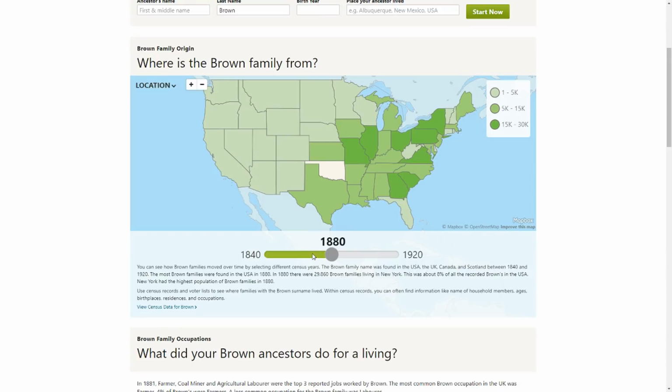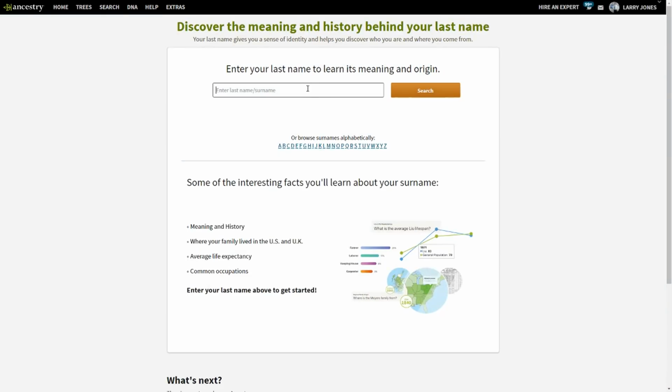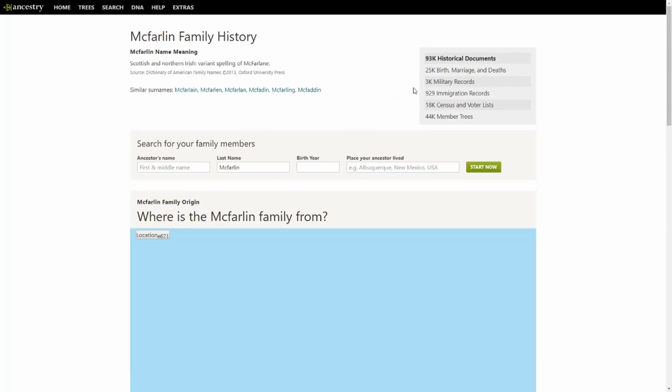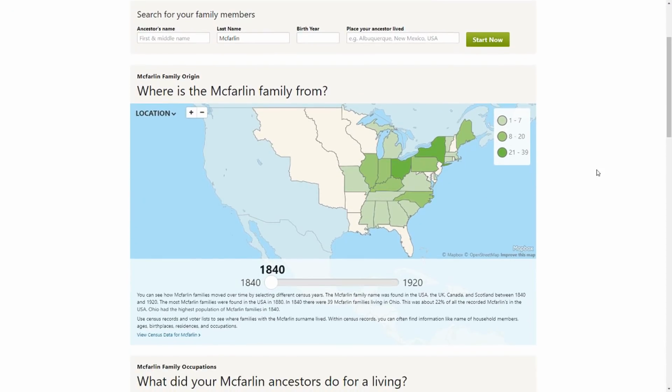You get to see your family spreading out across the United States. And again, remember, you can't just hit search and go. You have to go back to the previous page in order to get the next surname to enter it. But if you want to enter all the surnames, you can do that for your family and just kind of see.